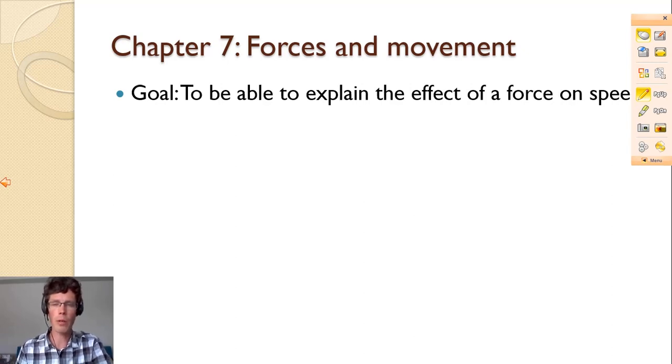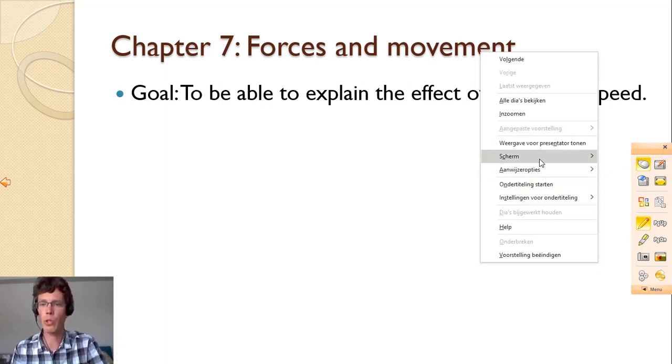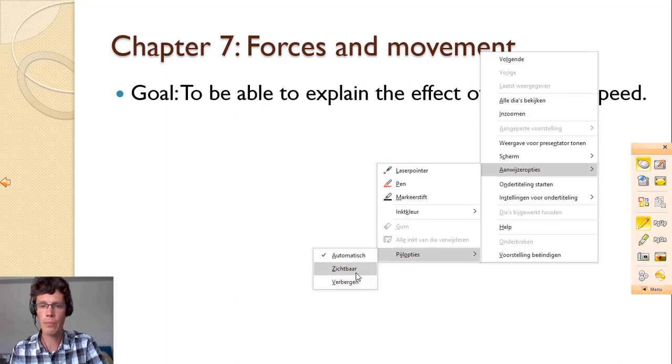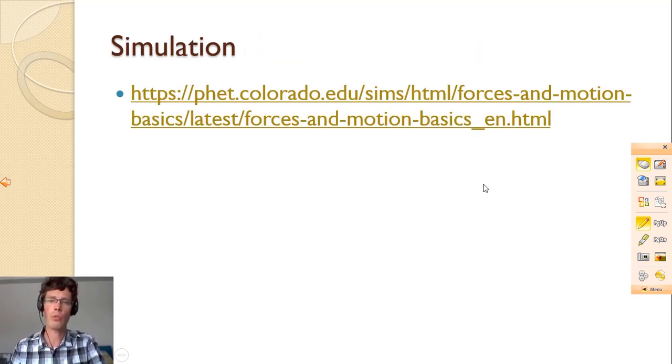In this chapter we're going to explore the relation between forces, so how hard we push or how hard we pull on something, and the speed that it will get. Now this may seem pretty obvious. We're quite used to the fact that when we push something forward, it will get a speed in forward direction, and we pull something backward, it will get a speed in the backward direction. However, there's more to it than that. Well, I'll show you a simulation to show you what I mean.